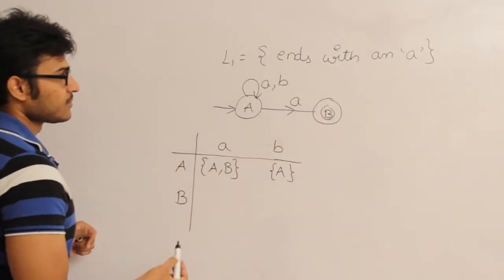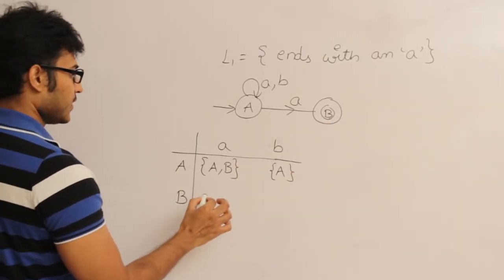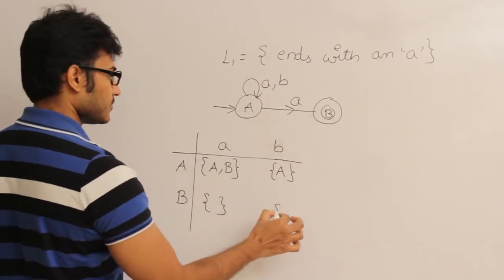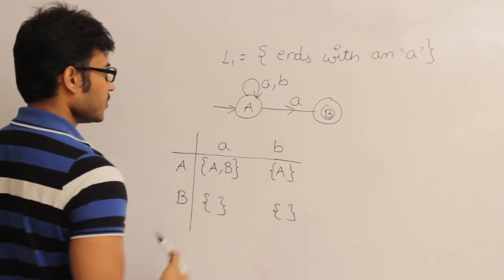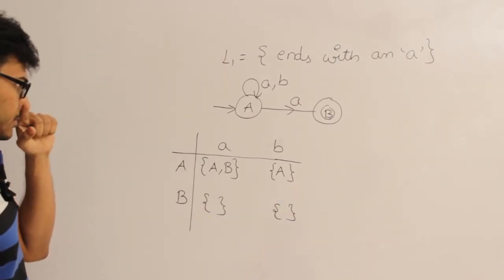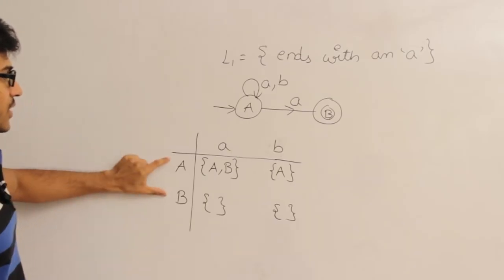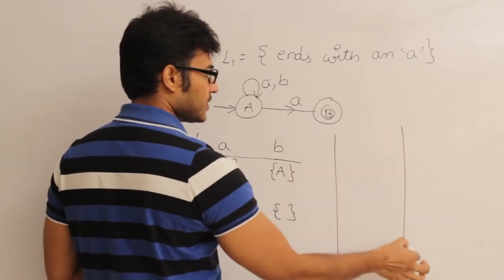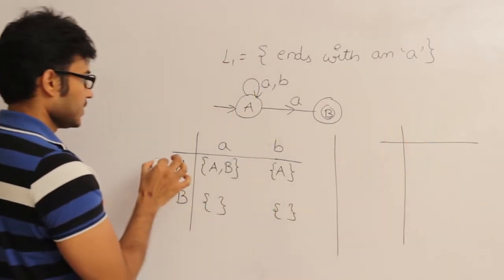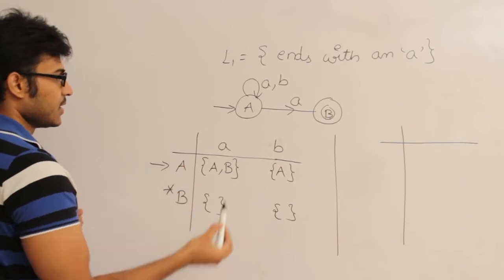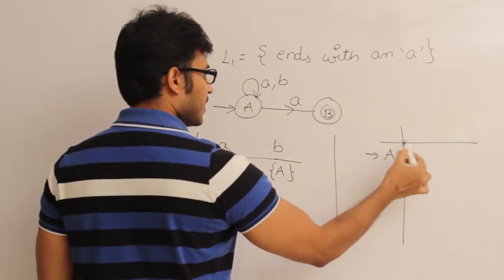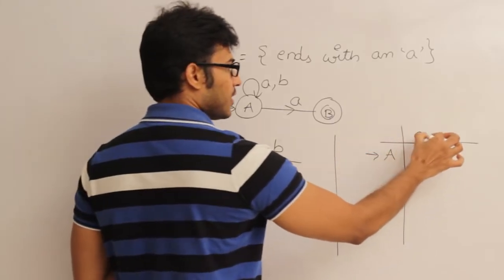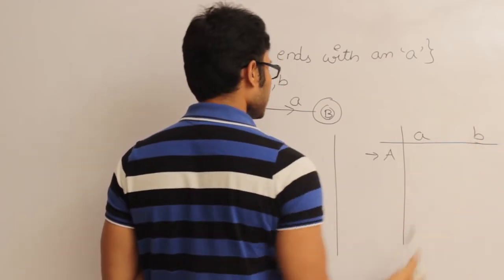Now what about B? B on a and B on b it is going to phi, which is nothing but dead, right? Fine. So how to convert it to DFA is, we shall start with the initial state. What is the initial state? A. What is the final state? B. We shall start with the initial state and then we shall keep on constructing the DFA. A. Now see this.